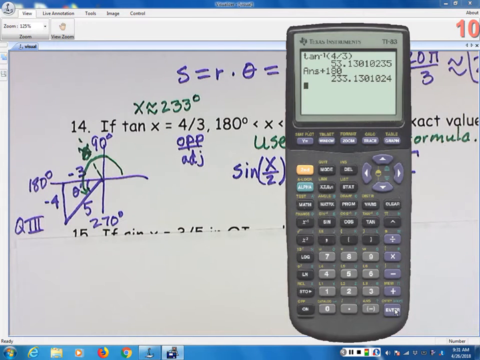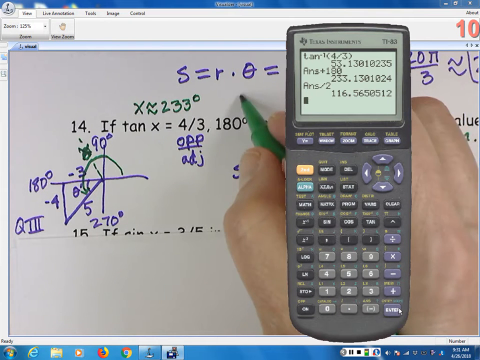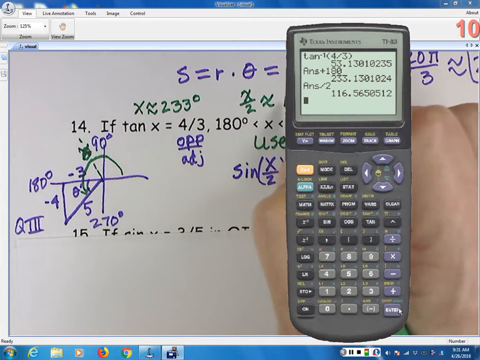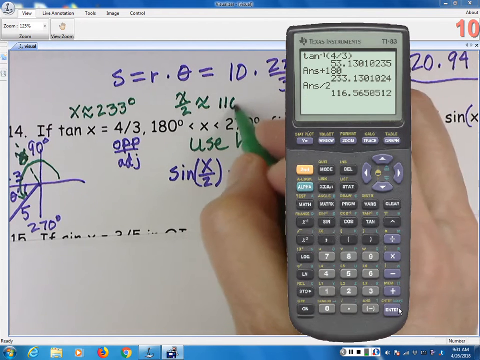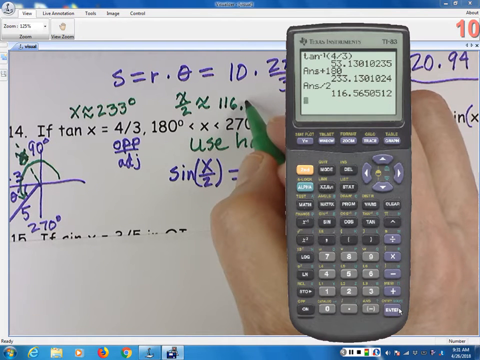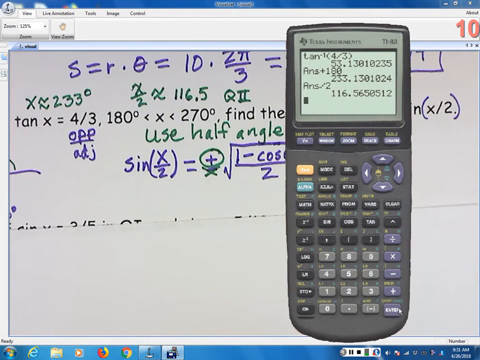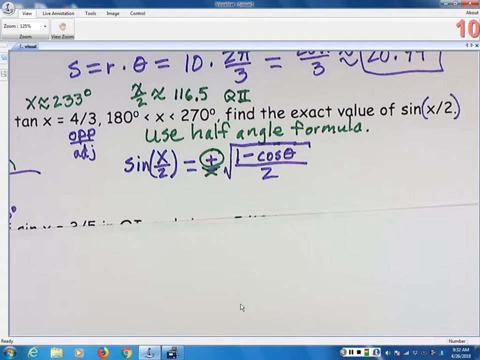So half of that is 116 and a half or so. So x over 2 is approximately 116.5. And so my picture's right, it's in quadrant 2. But you still have to find the exact value.